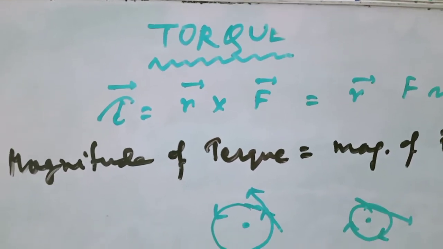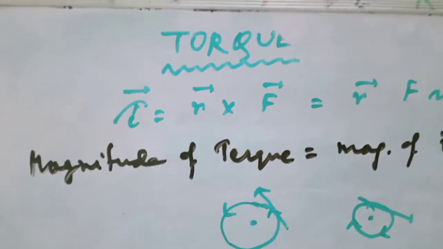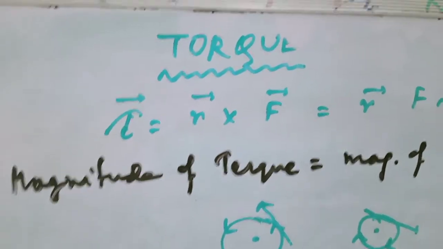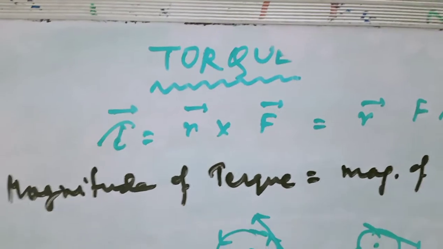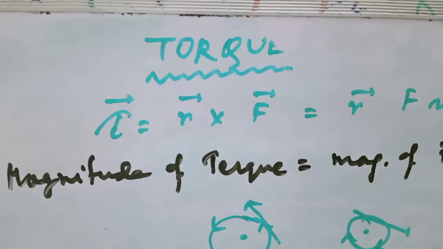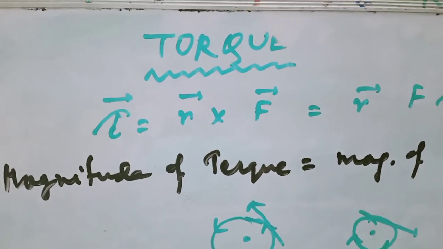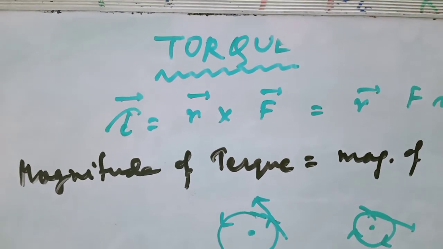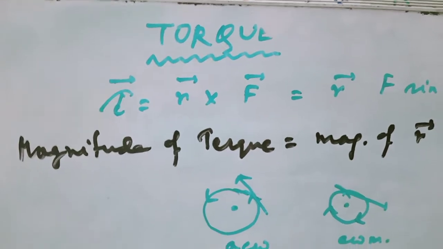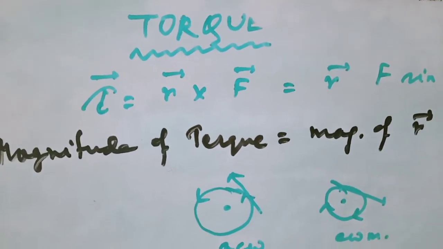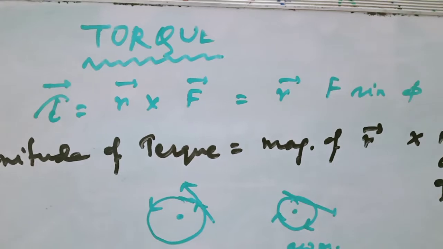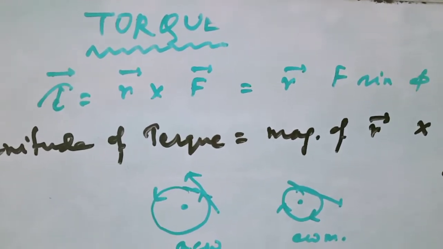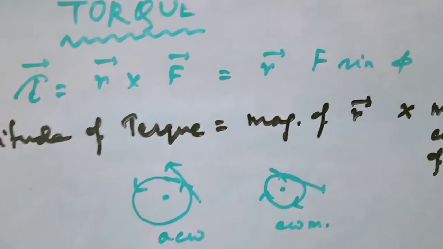This perpendicular distance is also called moment arm. So here R is the moment arm and torque is represented as tau, the Greek alphabet tau. So it is the cross product of the perpendicular distance from the line of action of the force and the magnitude of the force. Both are vector quantities, and the cross product of two vector quantities is always a vector quantity. So torque is a vector quantity. We can also write it in this manner: tau is equal to R F sine phi.